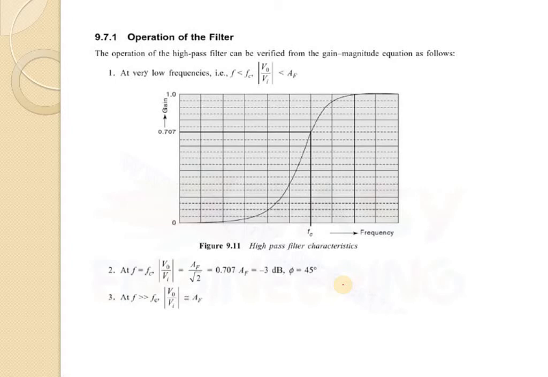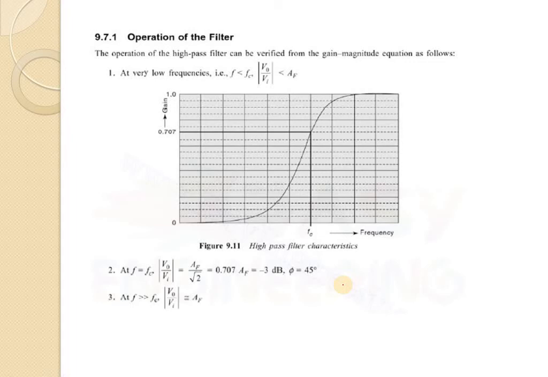The operation of high pass filter can be verified from the gain magnitude equation as follows. Here, at very low frequency where F is less than Fc and V0 by V1 is less than AF, at that condition we are getting the characteristics of high pass filter like this.